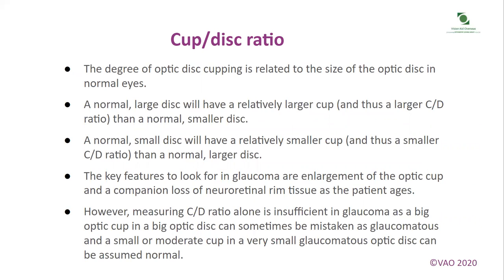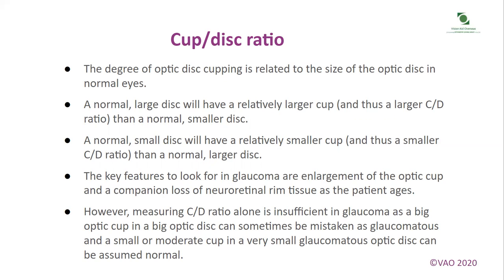The degree of optic disc cupping is related to the size of the optic disc in normal eyes. A normal, large disc will have a relatively larger cup, and thus a larger cup to disc ratio than a normal, smaller disc. A normal small disc will have a relatively smaller cup than a normal larger disc.